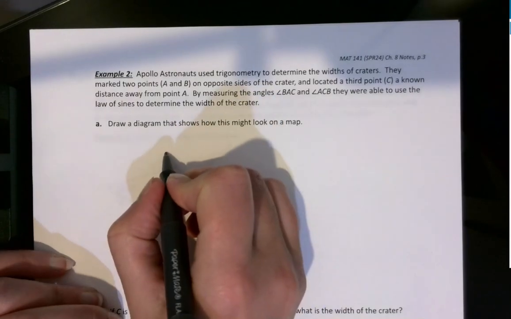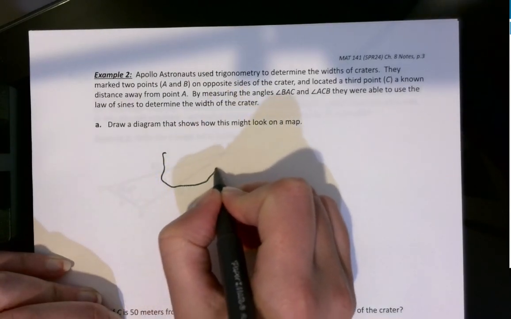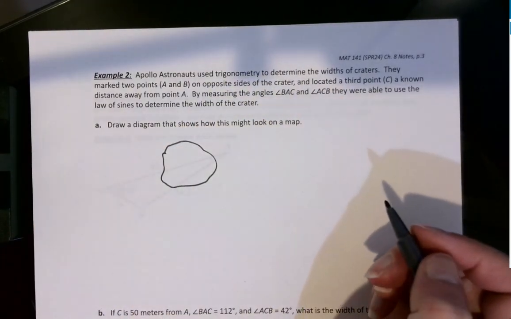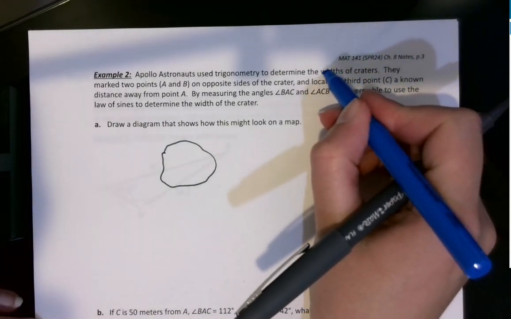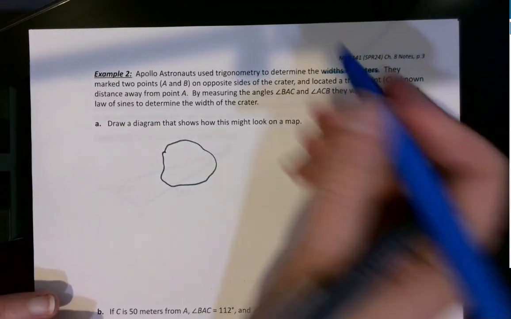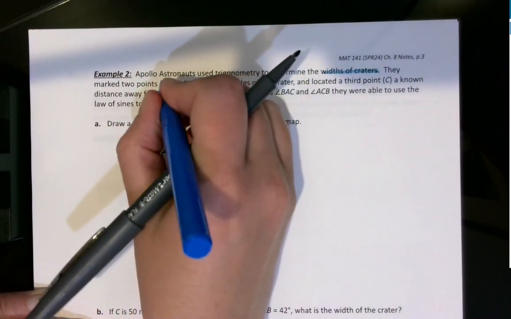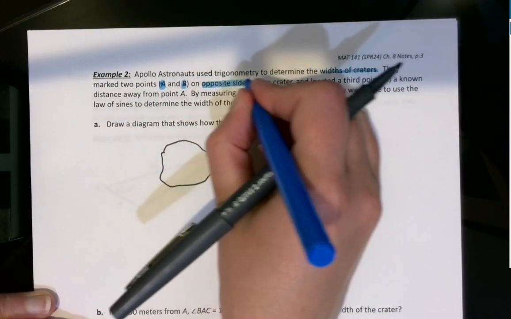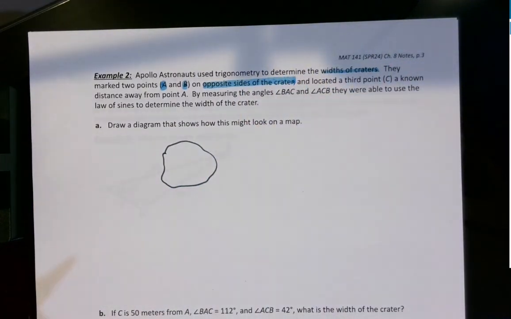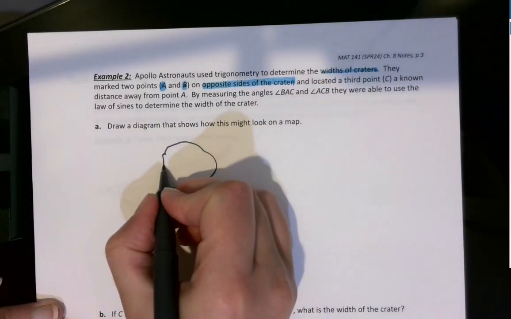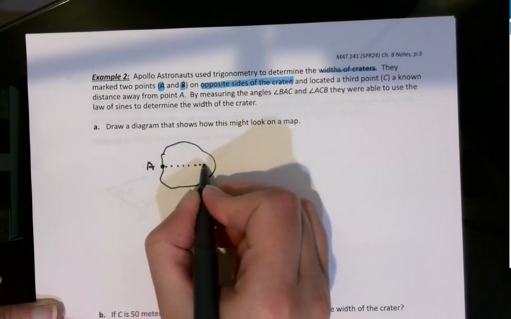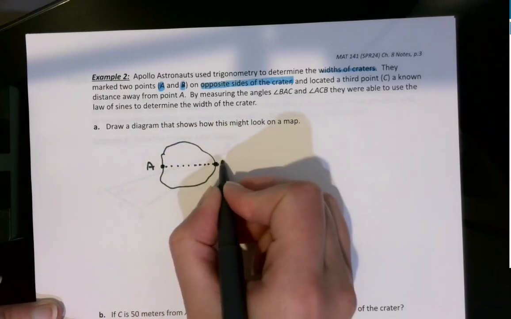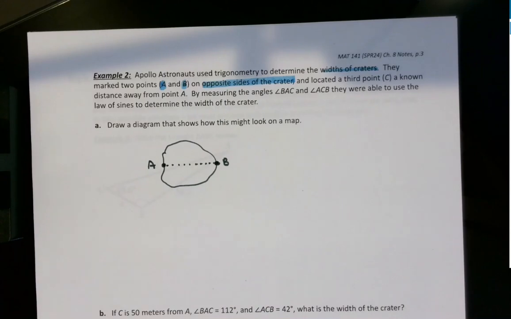So I'm going to imagine what a crater looks like. And we are attempting to determine the width of the crater. And so we're going to mark 2 points, A and B, on opposite sides of the crater. So I'm going to mark point A here. And we're attempting to determine the width of the crater. So I'm going to mark point B here.